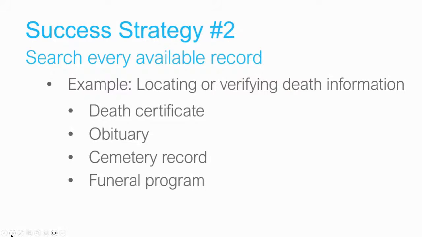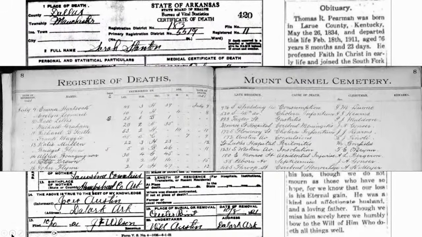Success strategy number 2 is to search every available record for each of your ancestors' life events. For example, if I wanted to locate or verify death information for my ancestor, I could look for a death certificate, an obituary, a cemetery record, and a funeral program or funeral home records. You can see that each of these documents, a death certificate, obituary, and register of death, includes vastly different information about the deceased. Put together, these would give me a more well-rounded picture of the events that happened at the end of my ancestor's life than I would get from any one single record.